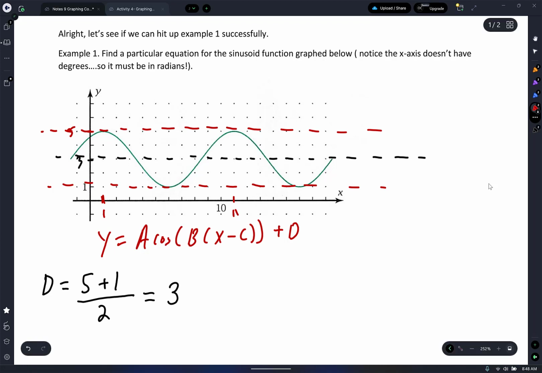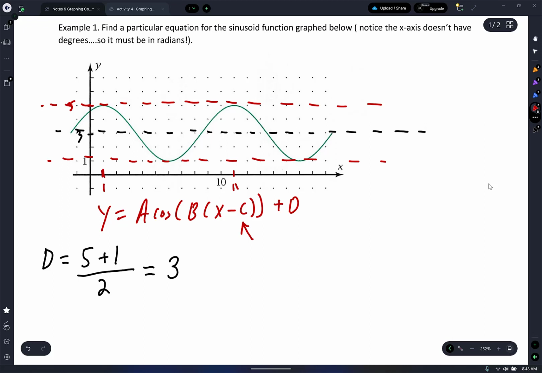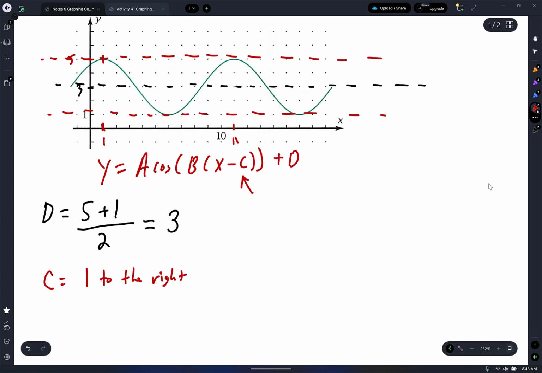Okay, then your shift, the C is how much you shift left or right. Because we're looking at the parent cosine function, the parent cosine function has the peak right on the y-axis. This peak happens 1 to the right, so the C is 1 to the right. Sometimes I just put the word 1, and we're talking with respect to cosine.